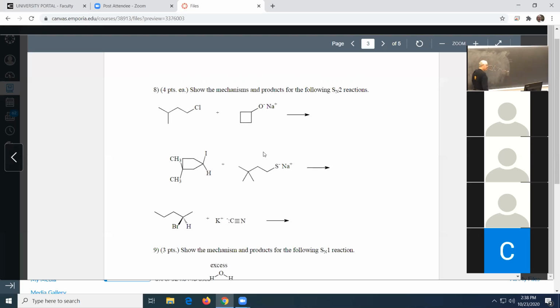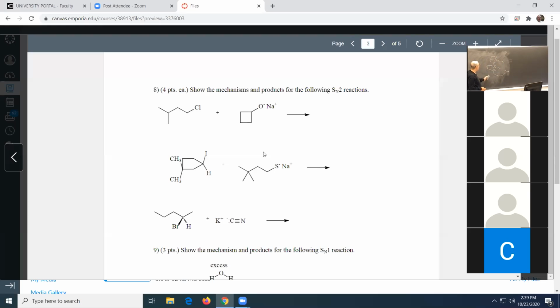All right, again, sodium is a spectator. Sulfur is a nucleophilic atom. This will attack from the backside. And our product would have an inverted configuration at this chiral center.